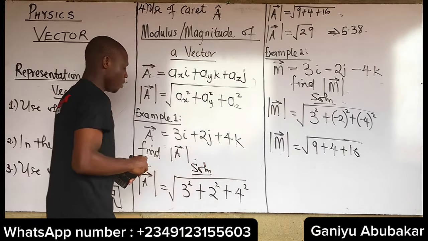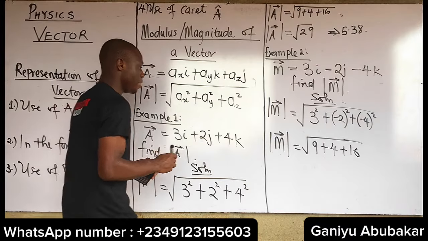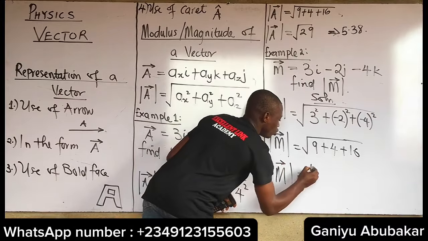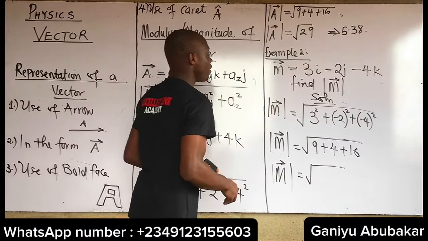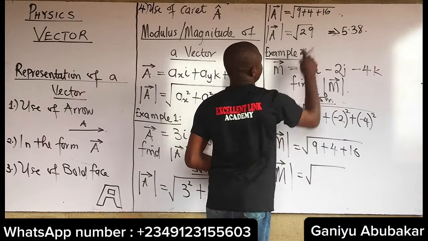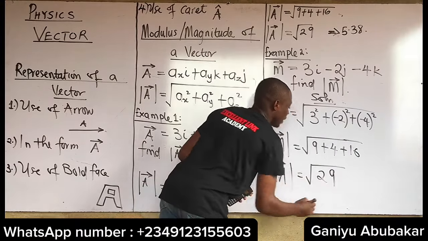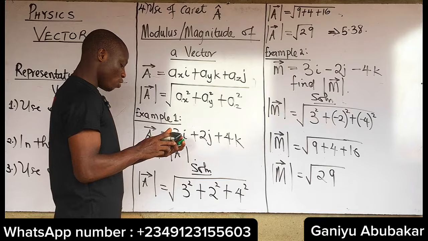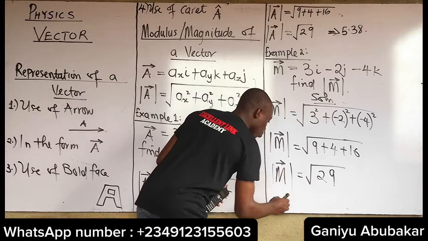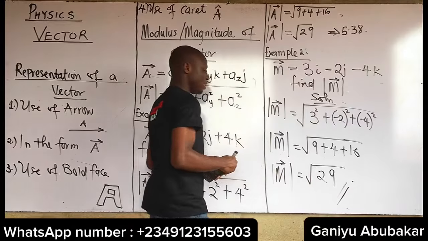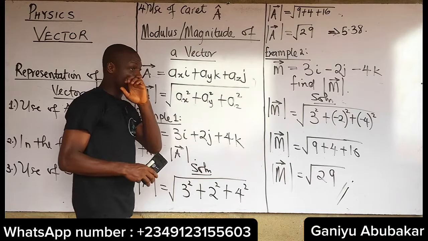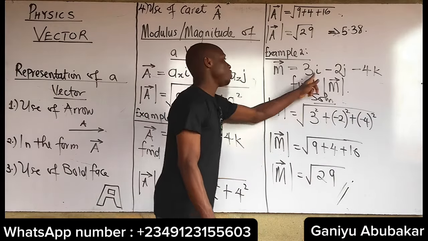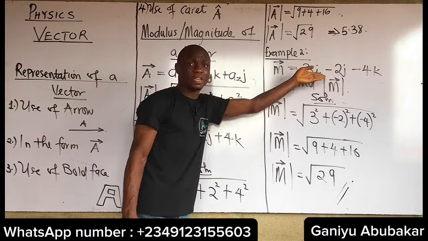The modulus or magnitude of vector m will be equal to the square root of, observe that I'm having the same thing here, so I will have 29 here. So the modulus or magnitude of vector m will be equal to root 29, as you can see. Now observe something, please. I purposely used the same example, the same question, but I just used negative signs here.